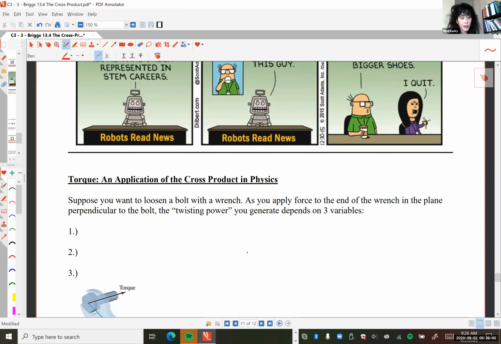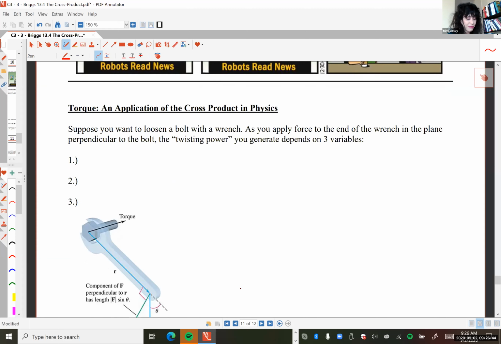So for you physics buffs, let's do another application of cross product, shall we? Torque. You've probably heard of torque. It's an application of cross product, and it's pretty easy if you understand cross product. Suppose you want to loosen a bolt with a wrench. As you apply force to the end of the wrench in the plane that's perpendicular to the bolt, you get a kind of twisting power, that's called torque.